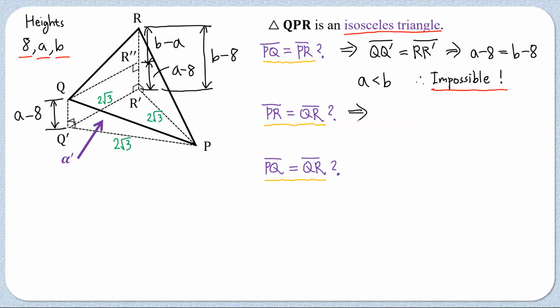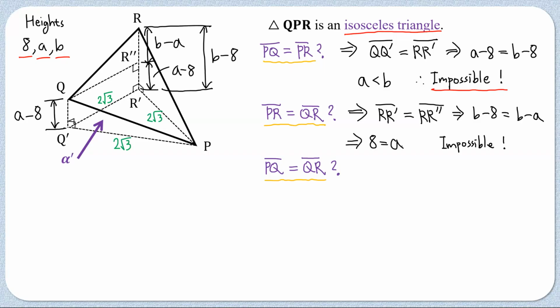If PR equals QR, then we have RR' equals RR''. That is, if this length equals this length, then this length equals this length. Straight up from the figure, this looks impossible, but if you want to do it algebraically, this means that B minus 8 equals B minus A, hence 8 equals A, which is impossible because A must be greater than 8. Therefore, the only case remaining is PQ equals QR.